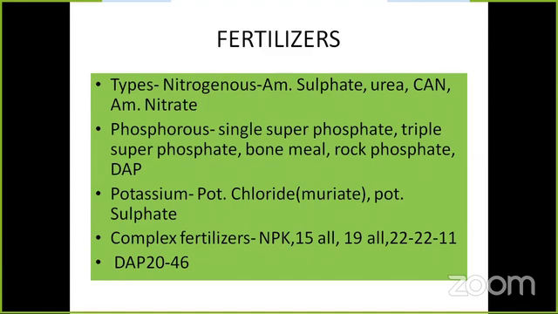Then there are complex fertilizers. They are generally called as NPK. So whatever number I say next tells what percentage of NPK there is. 15 all means nitrogen 15, phosphorus 15, potassium 15 percent. That is percentage. 19 means 19% N, P, and K. So likewise, there can be other combinations like 22 nitrogen, 22 phosphorus, 11 potassium. Other nitrogen complex fertilizers are like diammonium phosphate, where there is 21% of nitrogen and 46% of phosphorus.